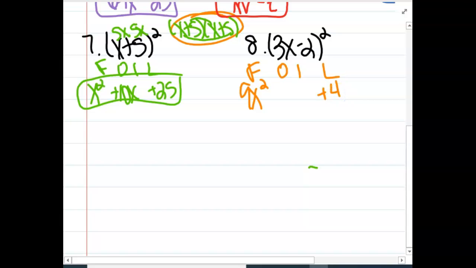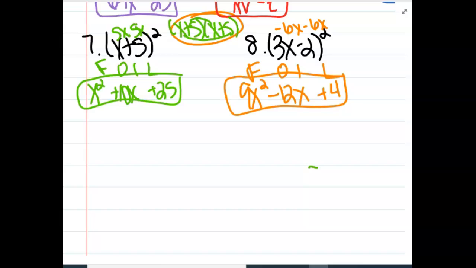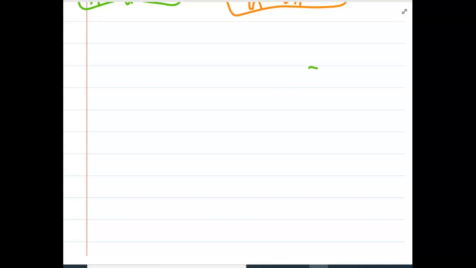Okay, now, for the O and the I, when you multiply the outside term here and the outside term here, it would be 3x times negative 2. 3x times negative 2 is a negative 6x. That's what the I is going to be. Negative 6x, yeah. Whenever you combine them together, they give you negative 12x. The O and the I are always going to be the same thing. You don't have to find both of them. You just have to find it once. They're going to be the same thing.